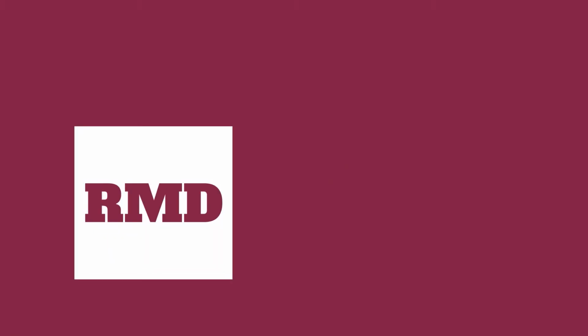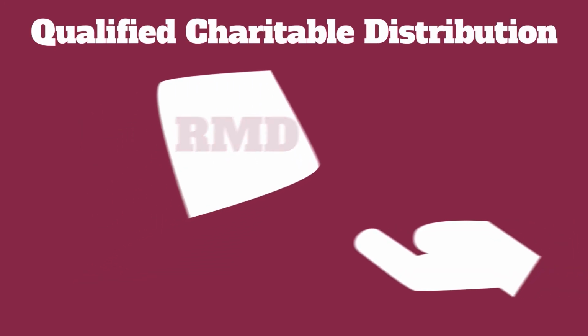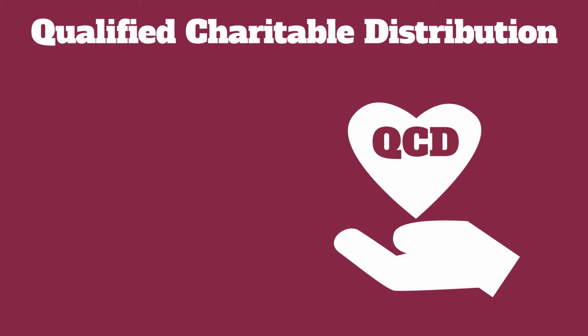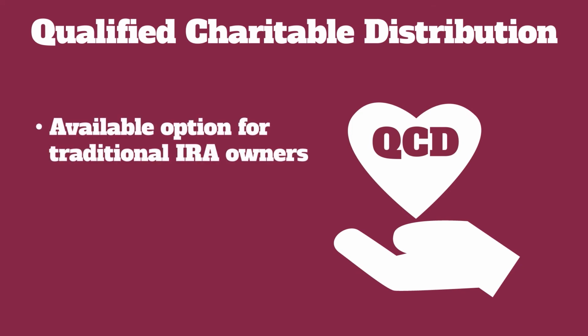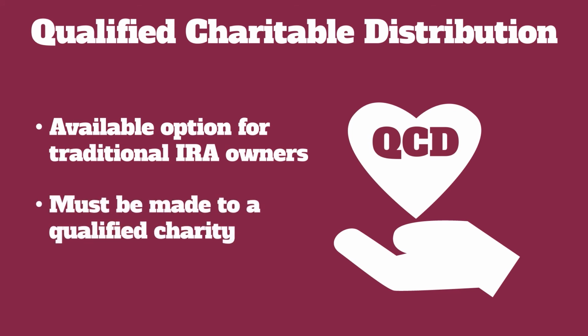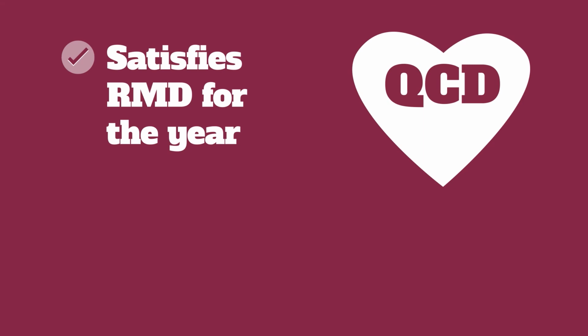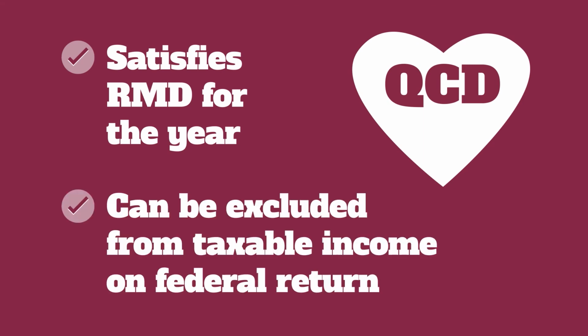Another way to satisfy your RMD is by taking a qualified charitable distribution, or QCD. Traditional IRA owners have the option of donating an otherwise taxable IRA distribution to a qualified charity. If you are someone who doesn't use your RMD to cover living expenses, the QCD option allows you to satisfy your RMD for the year, and the distribution can be excluded from income on your federal tax return.